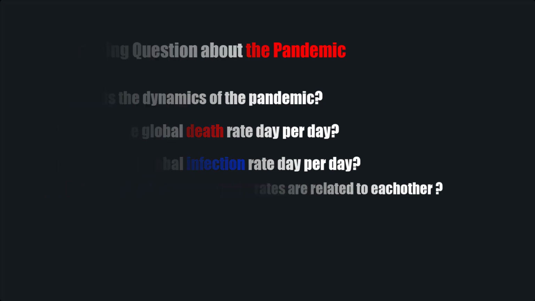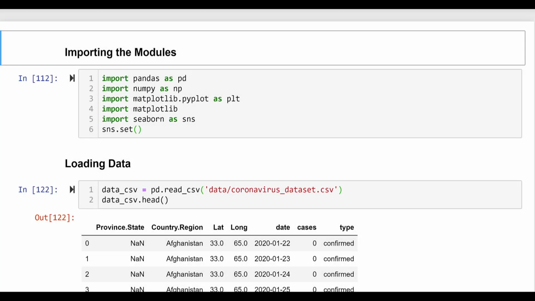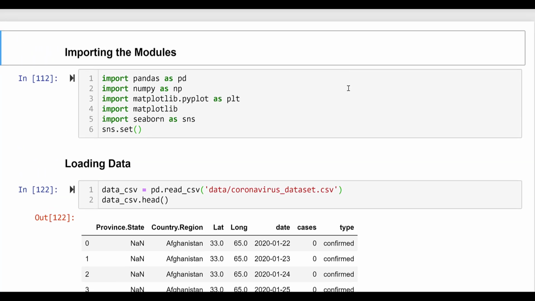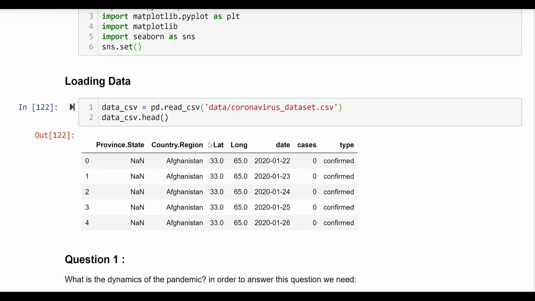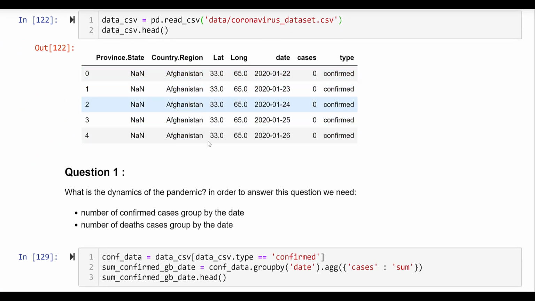Okay, now let's jump to the Jupyter Notebook and get started. So this is the code I wrote. You can find it on GitHub. There is a link in the description below. Firstly, I import some modules that I'm going to use: Pandas, NumPy, Matplotlib, and Seaborn. And secondly, I load the data set that we have in CSV format. So this is the data frame related to our data set.